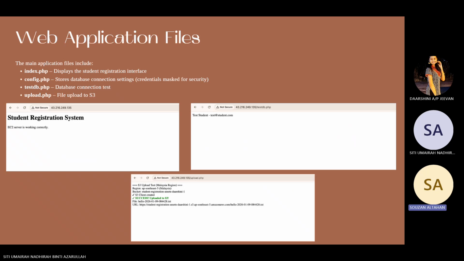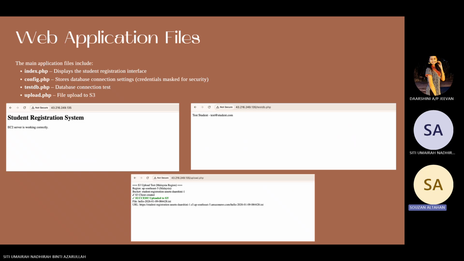Okay, so for the web application files, we created several PHP files inside the EC2 server. The index.php file tests the web server, and the test database.php file tests the database.